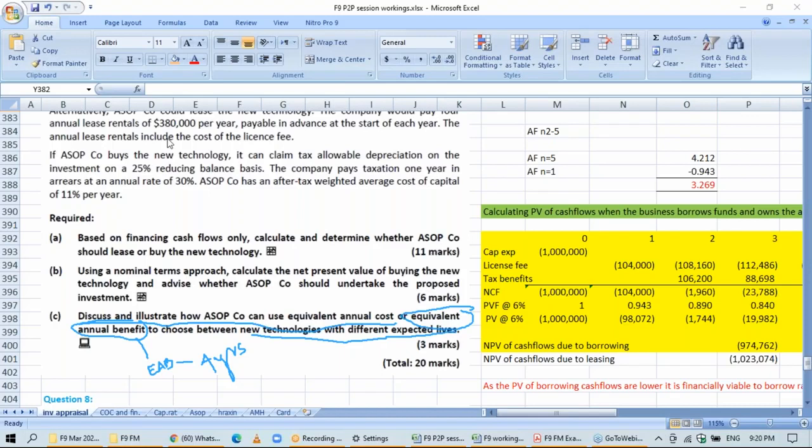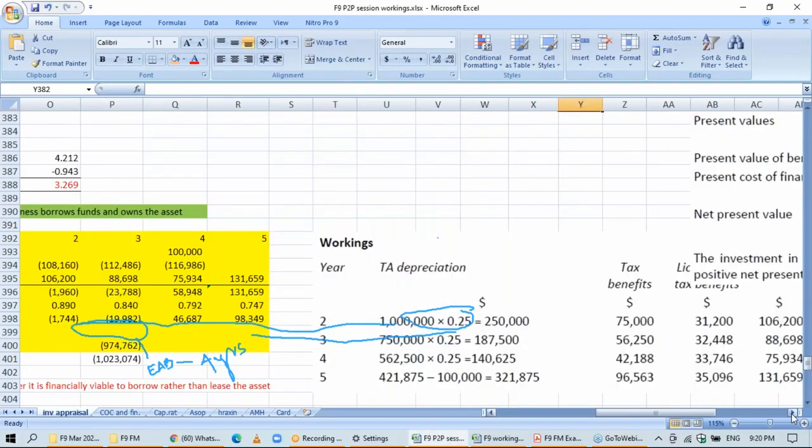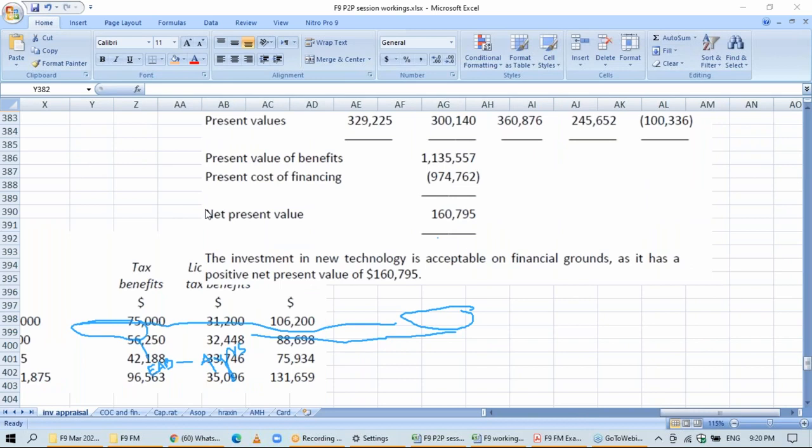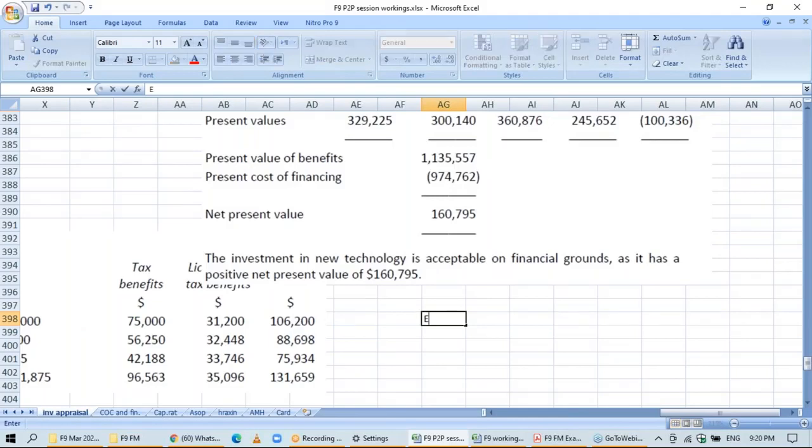We have already calculated the present value of the machine, right? So what was the formula? Step one was calculating the present value, and step two was dividing the present value by the annuity fraction. So we'll divide the NPV by the annuity fraction over here. Let's calculate the EAB. The formula is the same for equivalent annual benefit: present value of cash flows divided by the annuity fraction.